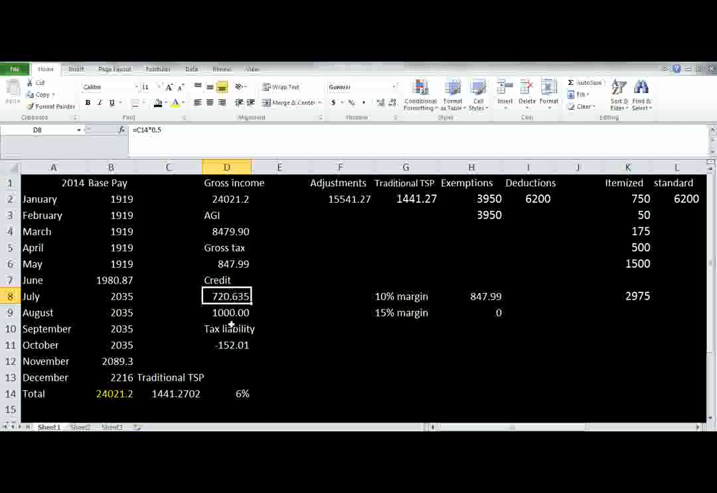Okay, so now we're going to calculate how much he actually is going to get back on his tax return. I'm going to move this over here because there are some things that we've got to do.